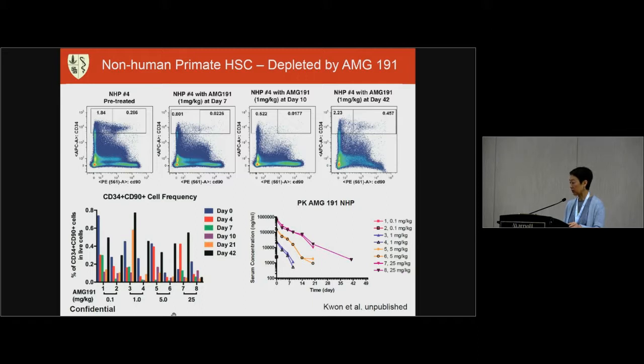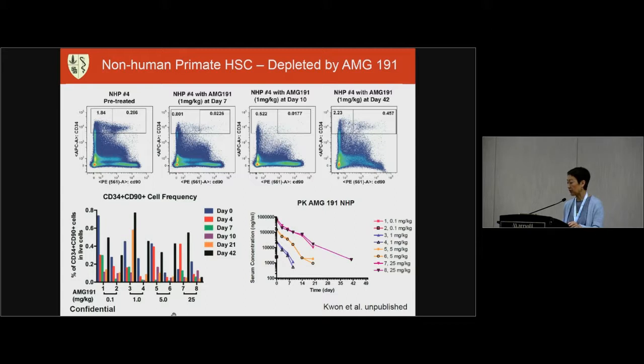And at this 1 milligram per kilogram dose, we're looking at day 7 and then later. You can see that this window is empty, showing that there was indeed depletion of the hematopoietic stem cells. And then over time, there is repopulation. So the antibody looked to be effective in depleting endogenous stem cells in the large animal model.